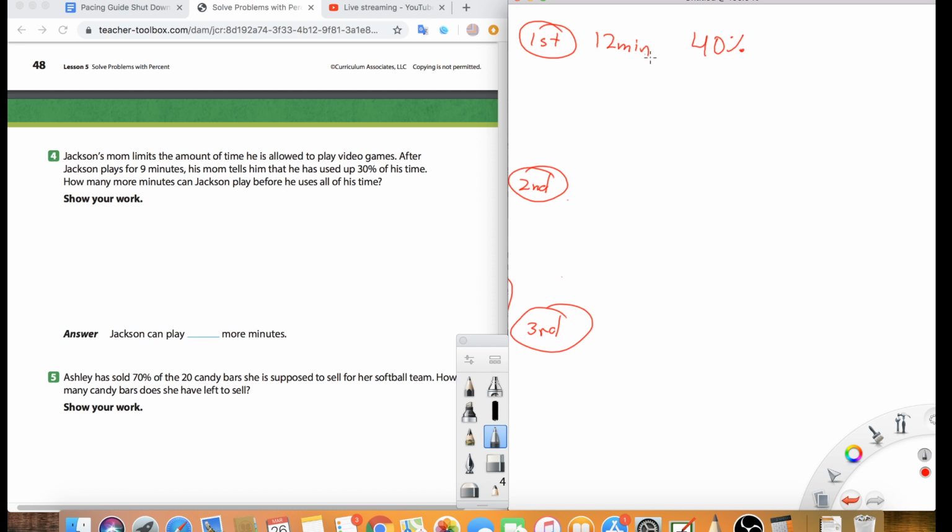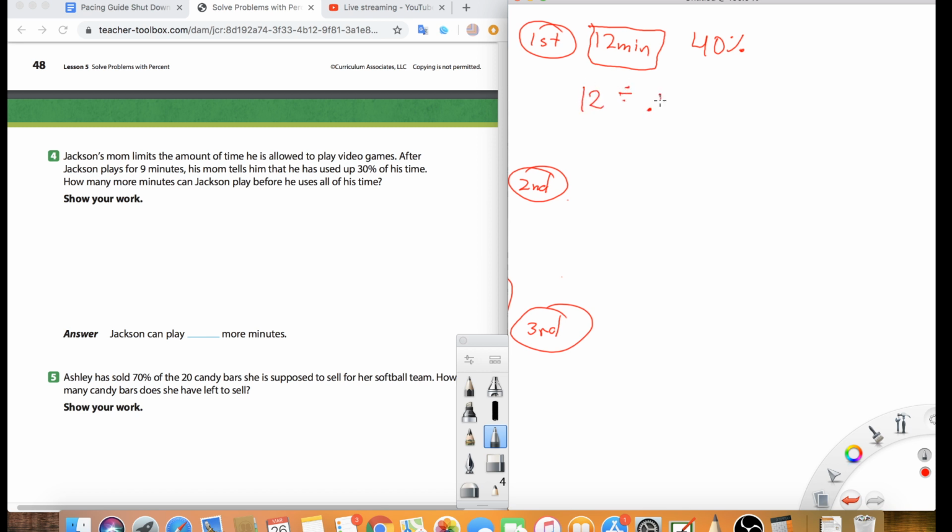We need to figure out how much time this kid has to play for the whole time. We only know that 12 minutes, this made up problem, we know that 12 minutes is 40% of his total. That means we need to figure out 100%. That means we need to find a bigger number than 12 minutes. So that means that we're going to take 12 minutes and divide it by the percentage.